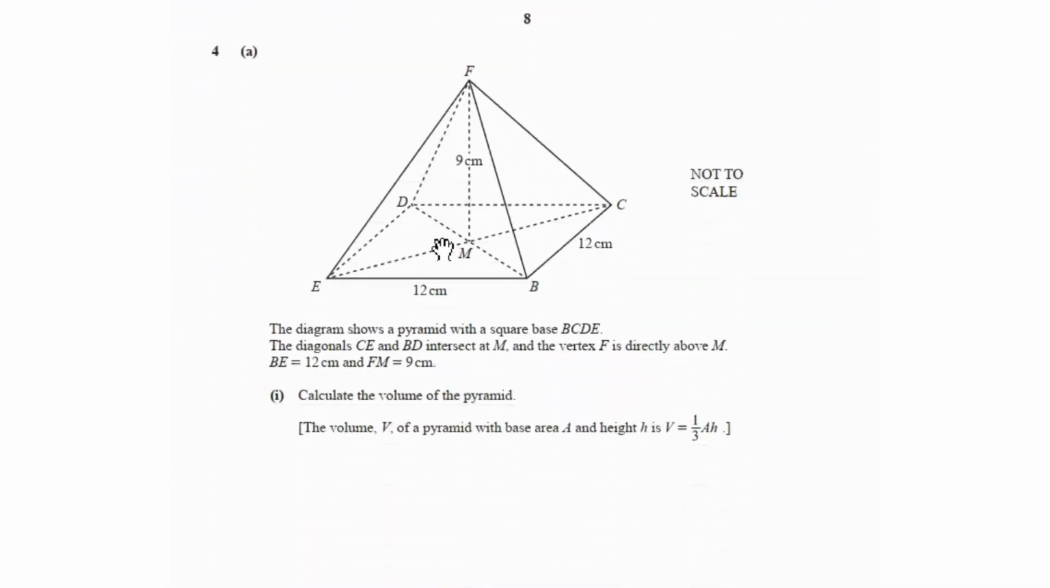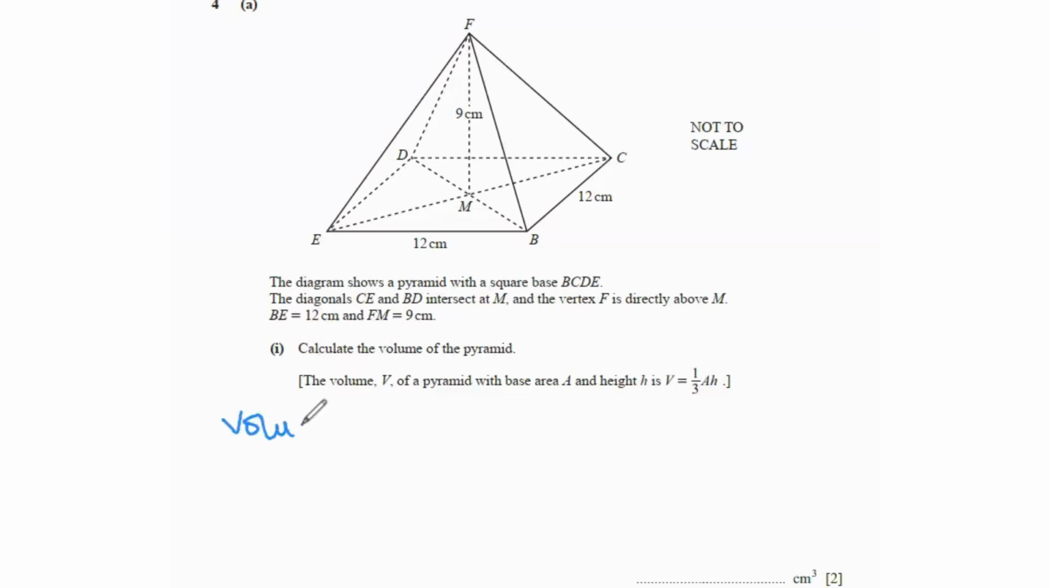Question 4 says the diagram shows a pyramid with a square base BCDE. The diagonals CE and BD intersect at M, and the vertex F is directly above M. BE is 12 centimeters and FM is 9 centimeters. Calculate the volume of the pyramid. So volume is going to be 1 over 3 times 12 times 12 and then times 9, which is the height. So that gives us 432 centimeters cubed.